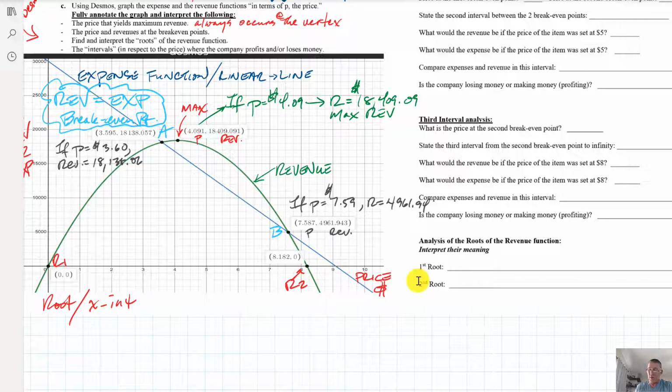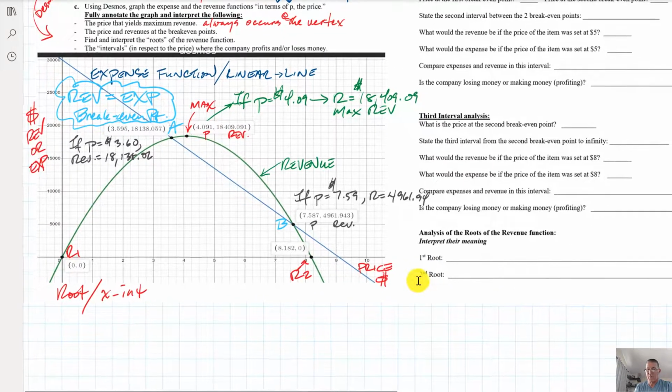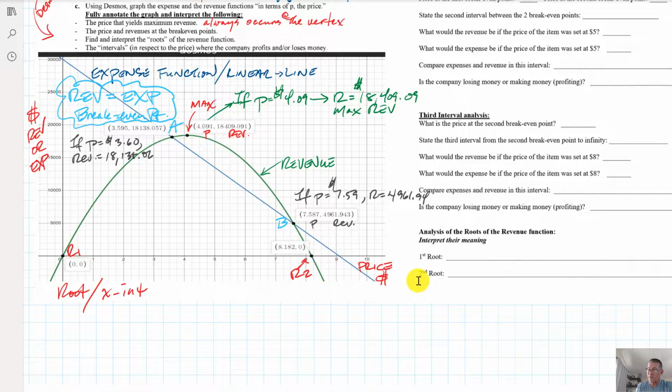And what do they mean? How do we interpret that? Well, we might as well just interpret it now because we're kind of there. Off to the right, analysis of the roots. Let's do that right now. I'm kind of going out of order, but that's okay. So the first root, (0, 0). Let's talk about that one.